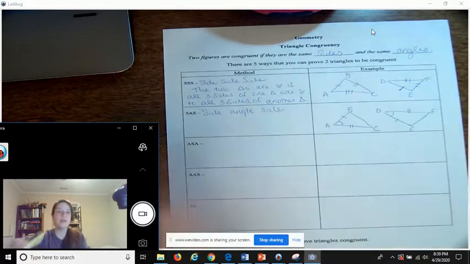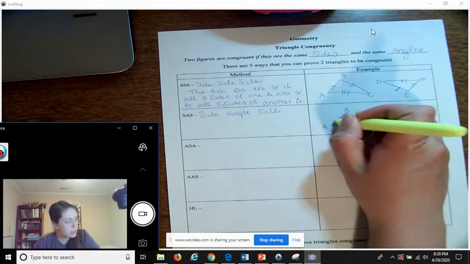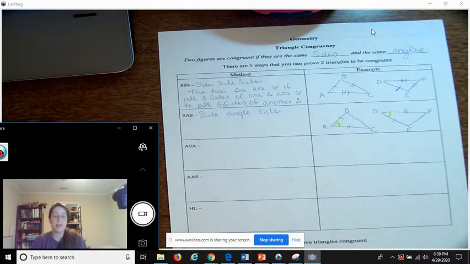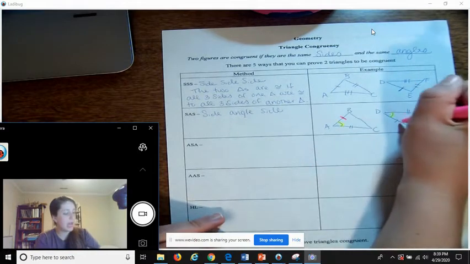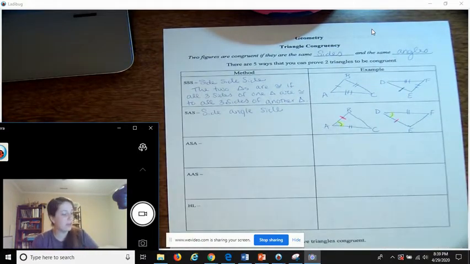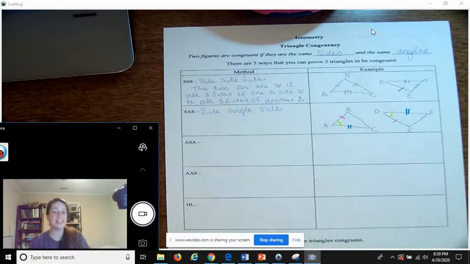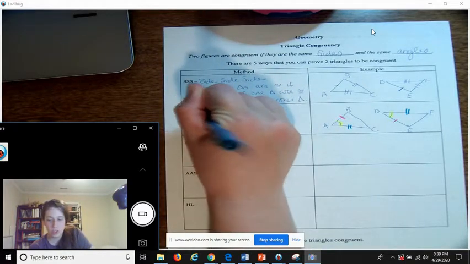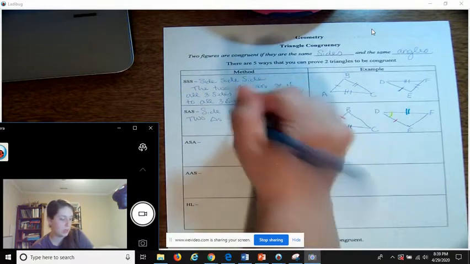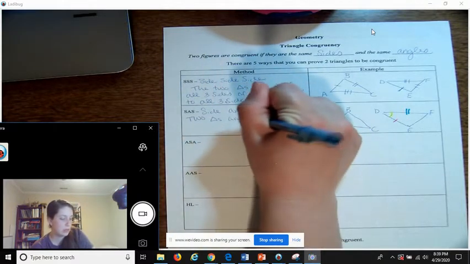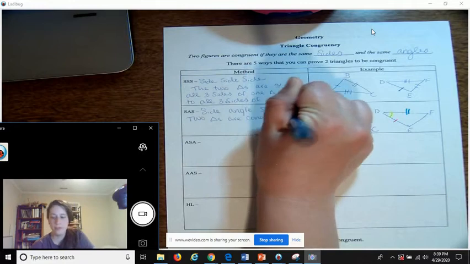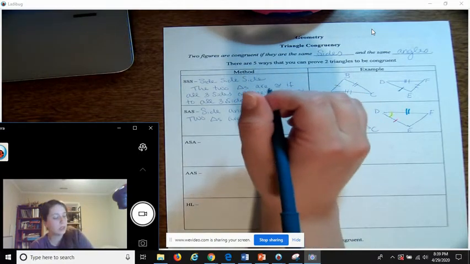Okay. And this angle, notice, is the same. They have the same marking inside the angle. And then we have 2 pairs of congruent sides. Okay. And those sides are on either side of that yellow angle we drew right there. Okay. So we know that side angle side will be true for this. Okay. So this happens when 2 triangles are congruent if 2 sides and the angle between them are congruent.